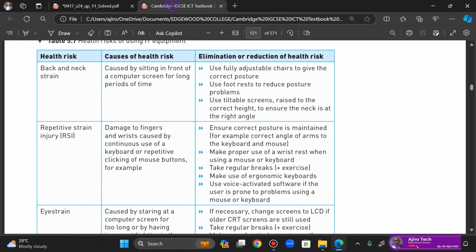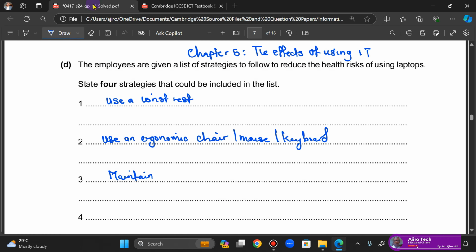Yes, back and neck strain. When you are sitting in front of the computer, maintaining a good posture is very important. You can use what we call a footrest to reduce posture problems. So maintain correct posture.